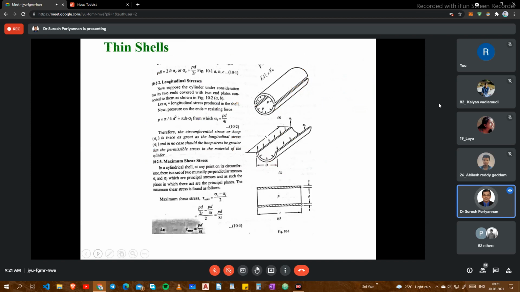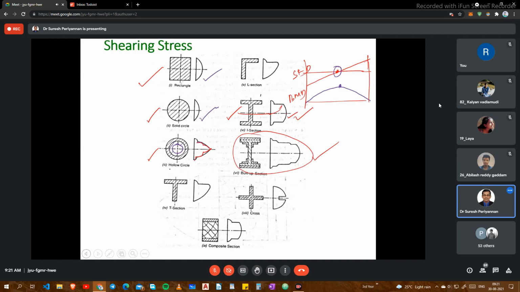Now I come to thin shells. In thin shells, what are the stress components? Please, someone tell me. So longitudinal stress and hoop stress. And what is the basic principle we use to design thin shells? Have you heard about the bursting force? Yes, sir. The bursting force, where is it coming from?